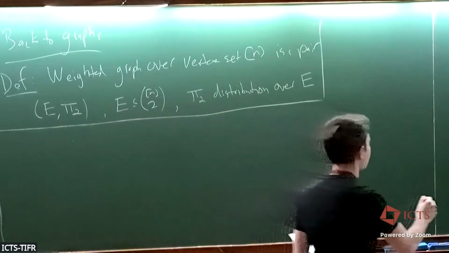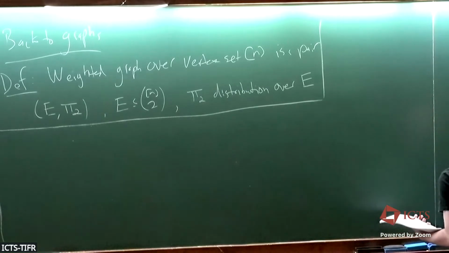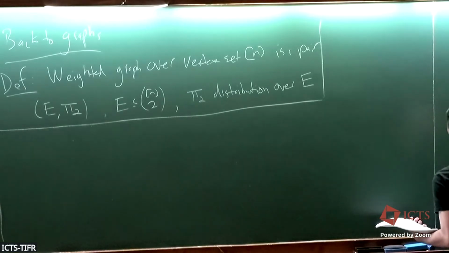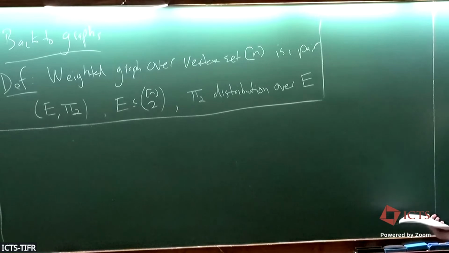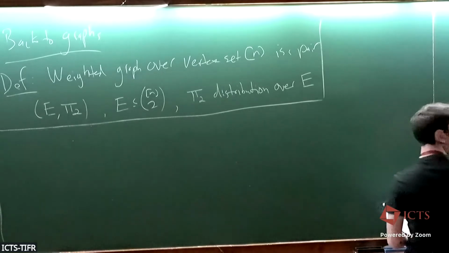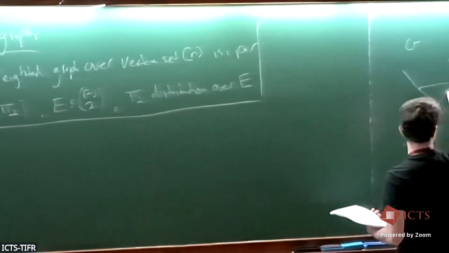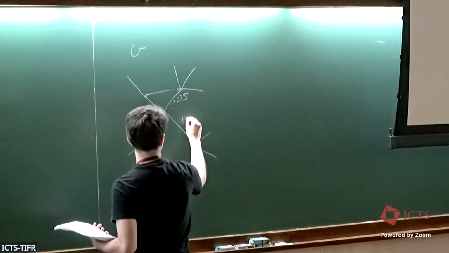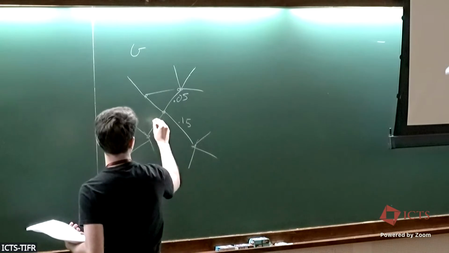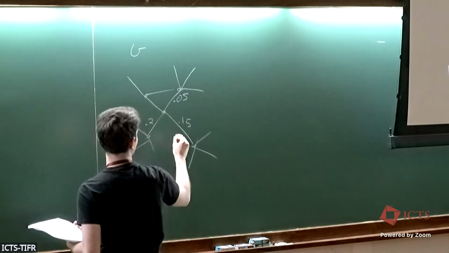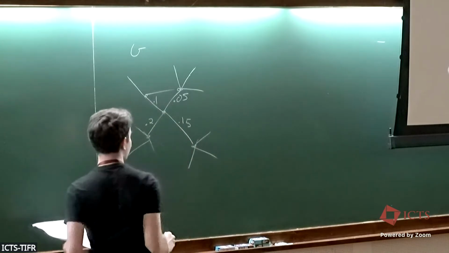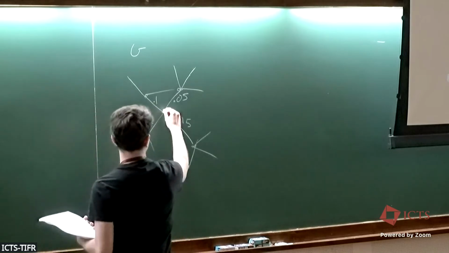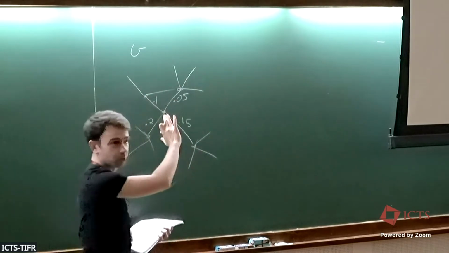So let's say we have some graph. I won't draw that much of it. And the edges are given weights. So maybe this is 0.05, this is 0.15, this is 0.2. How much do I have? This is 0.1. So the sum over the total weights will be 1, right?